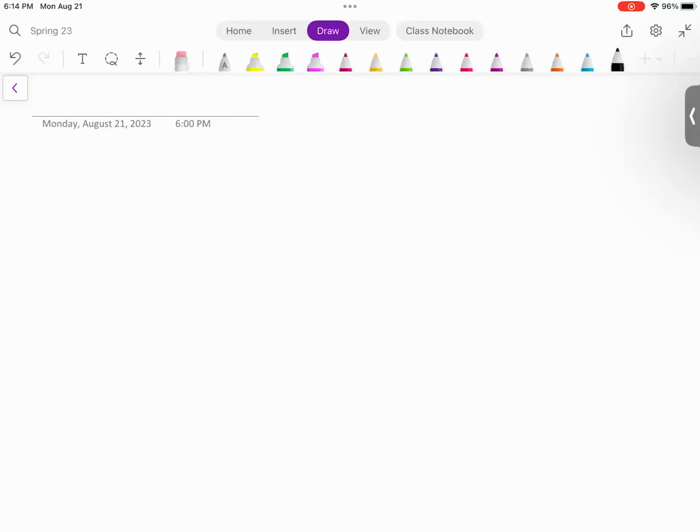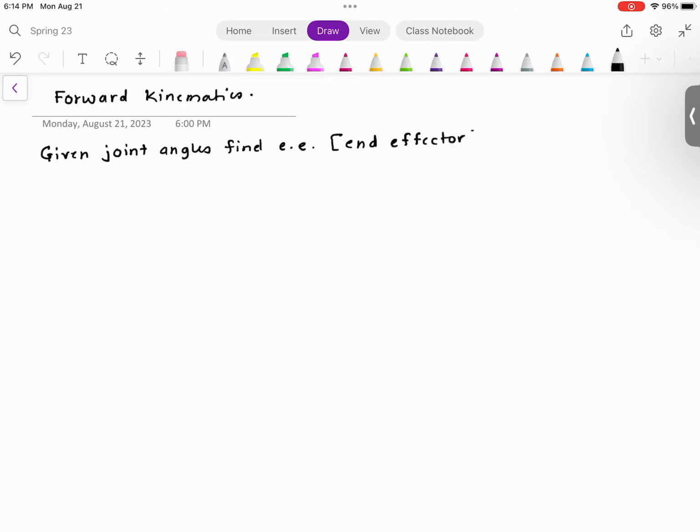Okay, so we are going to start with something called the forward kinematics. Forward kinematics means, given joint angles, find the end effector position.